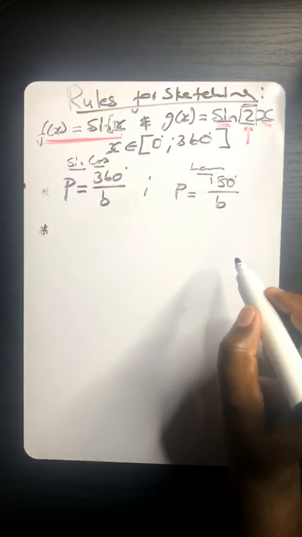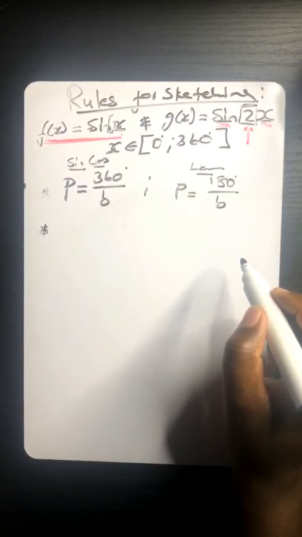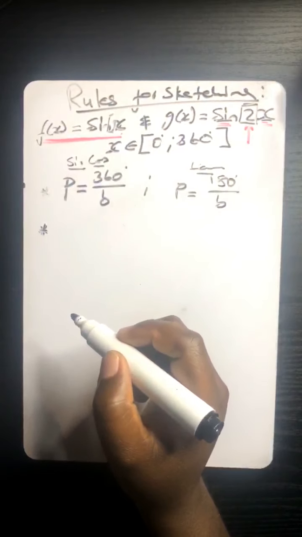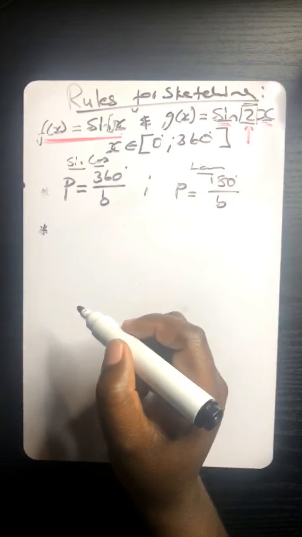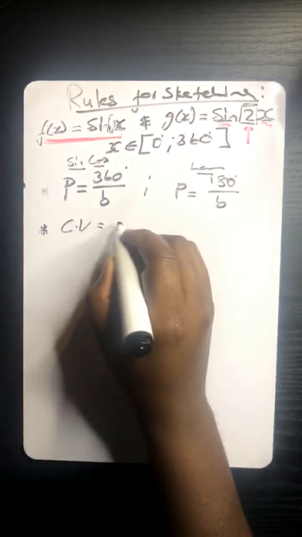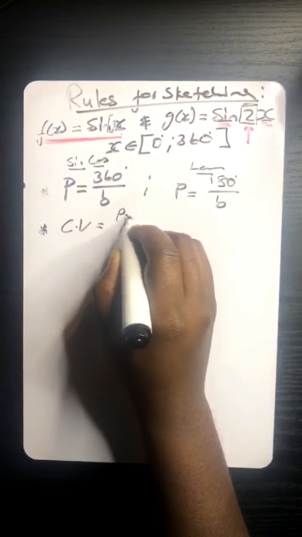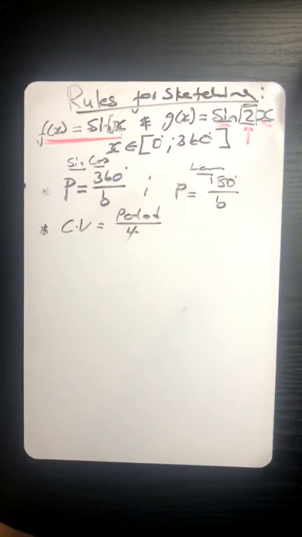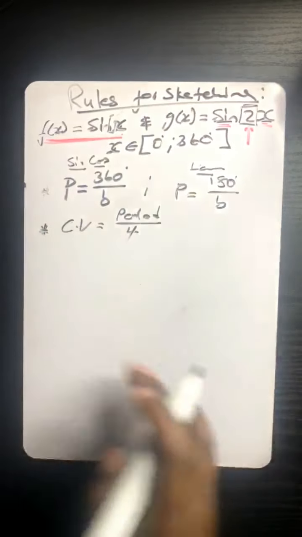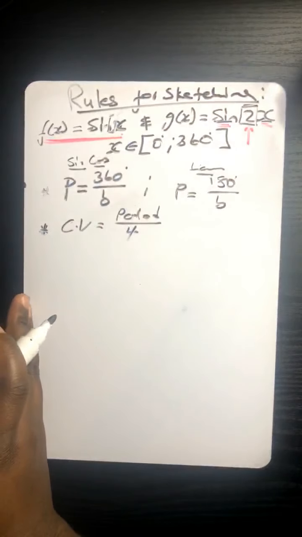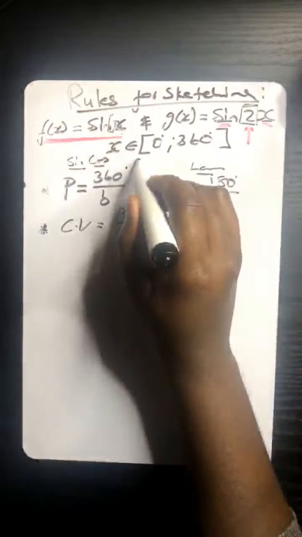So now, the next part that you need to do is to try and find your critical points. We know that the critical values are equal to the period divided by 4. So that's how you get your critical values, and then from there you just punch all of that into a calculator based on the critical values. And most importantly, you must know from where to where.